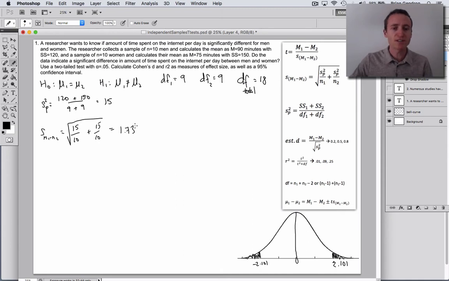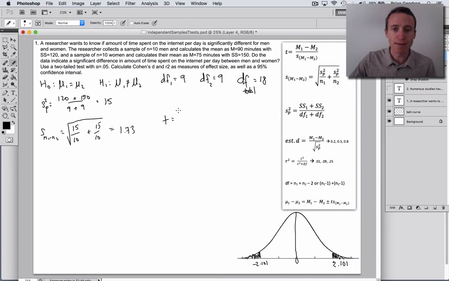So I'm seeing 1.73. The interpretation of that would be as follows. If there really is no difference between men and women, but you randomly sample 10 men and 10 women and measure their internet usage, you would expect to see a difference on average of 1.73 due to random chance alone. So now we actually calculate the test statistic to see if the difference we actually found between the two means is statistically significant.